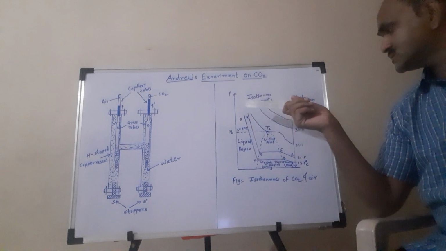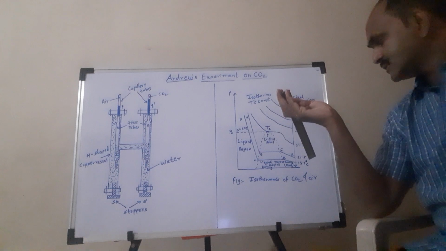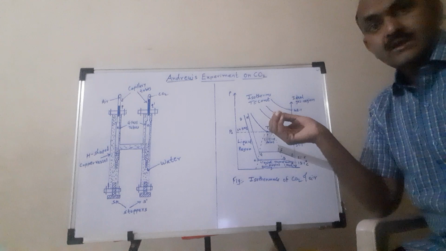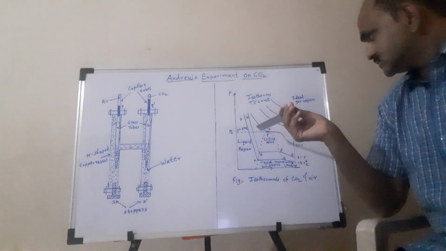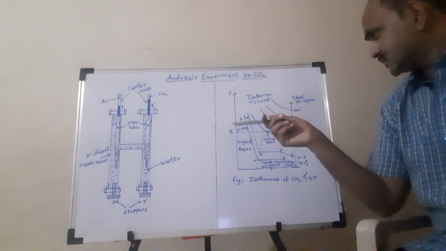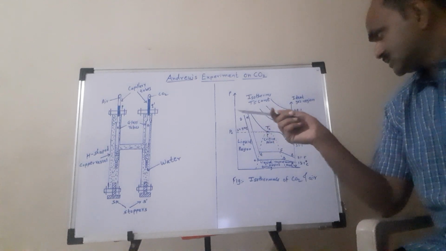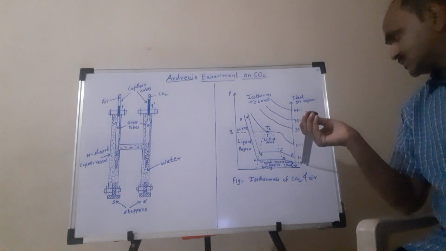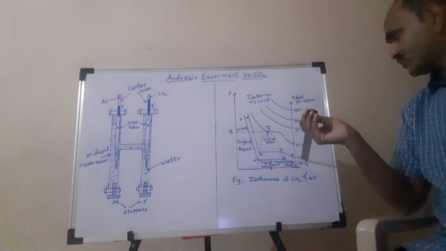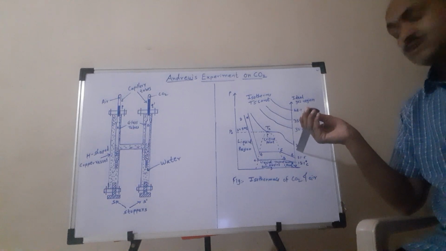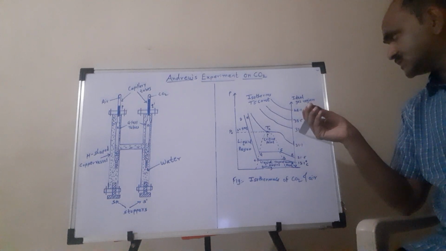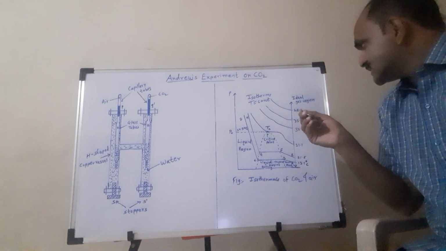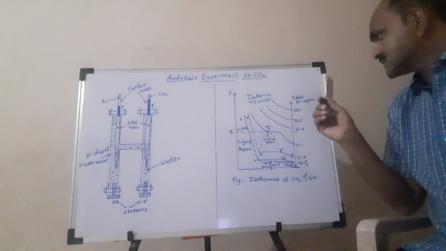This is the isothermals of CO2 and air. This is the critical point P, this is the critical pressure Pc, and this is the critical temperature Tc. These are the isothermals for 13.1, 21.5, 30.1, 31.1, 32.5, 35.5 and 48.1 degrees Celsius.